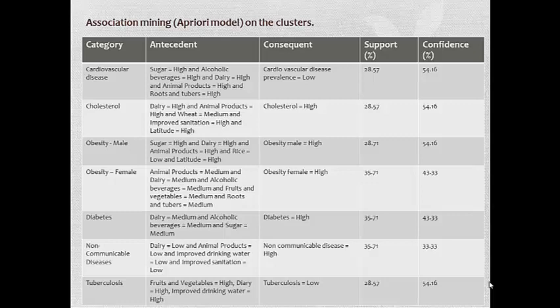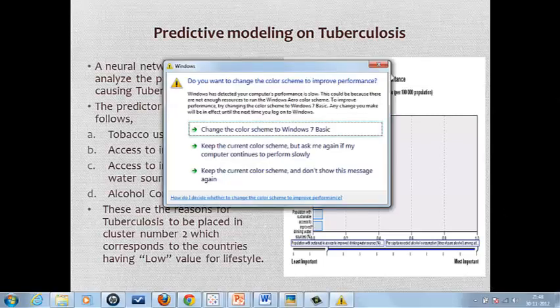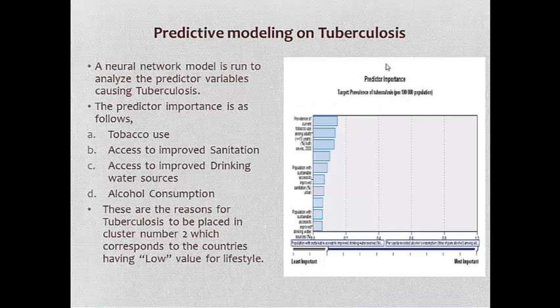This is further analyzed using predictive modeling. Neural network model is run to predict the incidence of tuberculosis. The predictors that are found to be important are usage of tobacco, access to improved sanitation, access to improved drinking water sources, and alcohol consumption. With this predictor importance, we can see that these are the reasons for tuberculosis to be placed in cluster number 2, which correspond to the countries having low value for lifestyle.